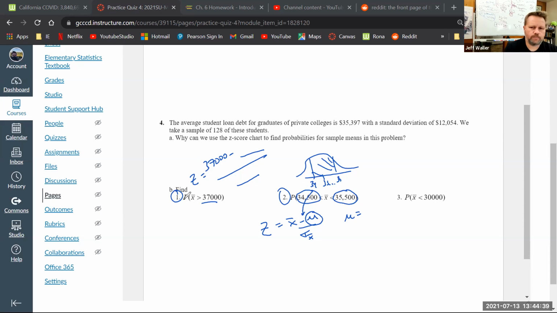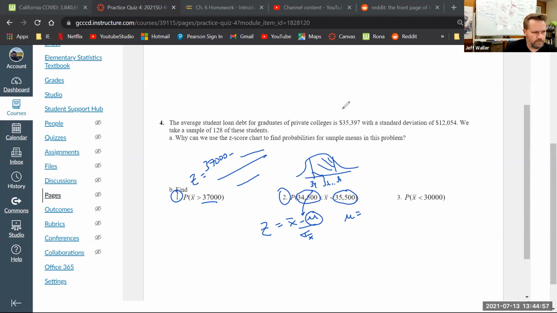A would be, we can use the z-score chart to find probabilities for sample means in this problem because it follows a normal distribution. Why? Because the sample is more than 30. There it is. Okay. Now we're on part B.